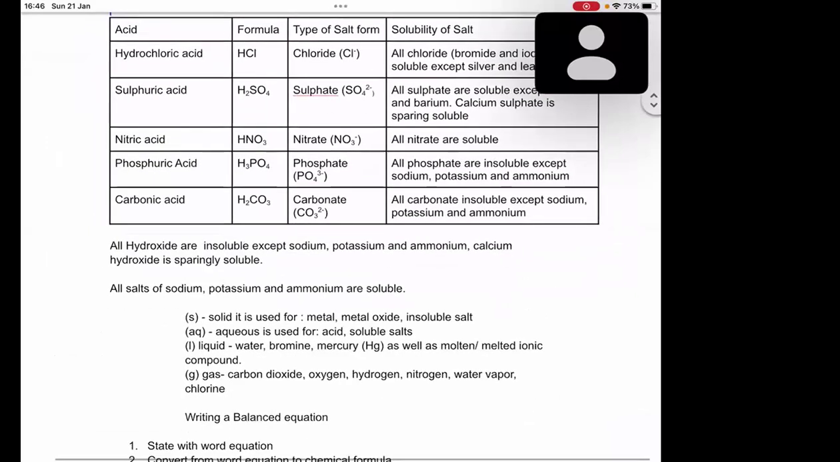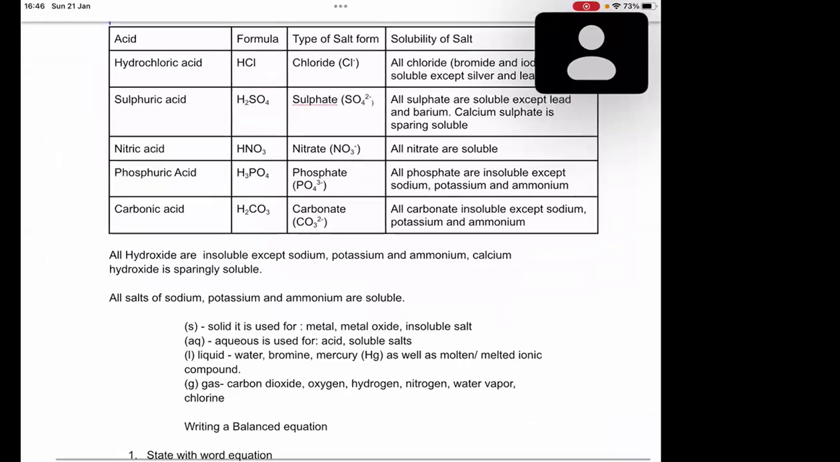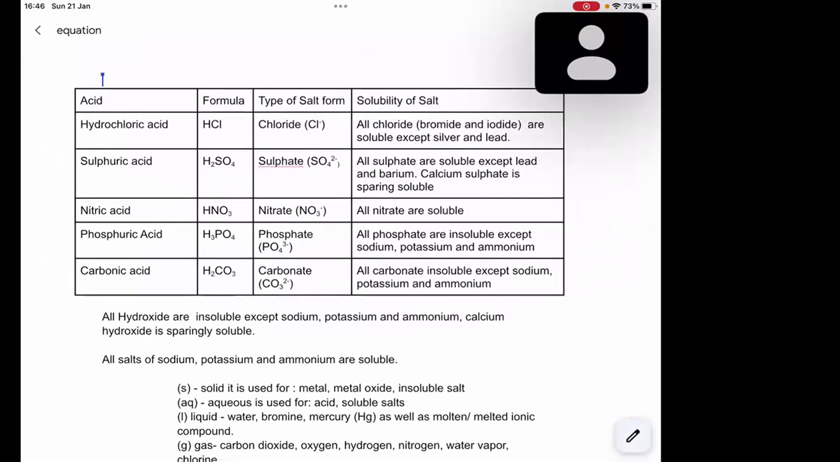We use S for metal, metal oxide, and insoluble salt. So if a salt is insoluble, for example silver bromide, silver iodide, silver chloride, lead bromide, lead iodide, lead chloride, we use S. Barium sulfate and lead sulfate are insoluble, so we're going to use S. We can't use S for nitrates, really, because they're soluble, only if we're doing a decomposition reaction, and we'll look at that, I think, in the last week of class.